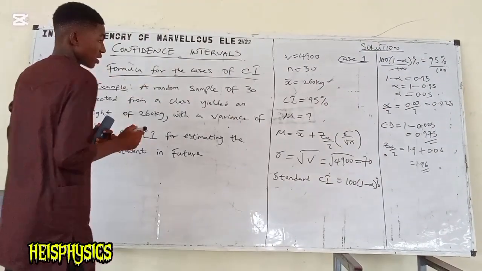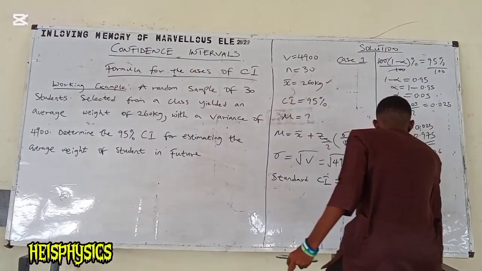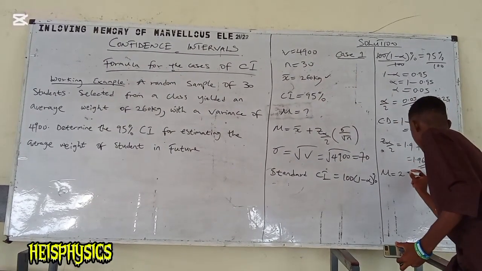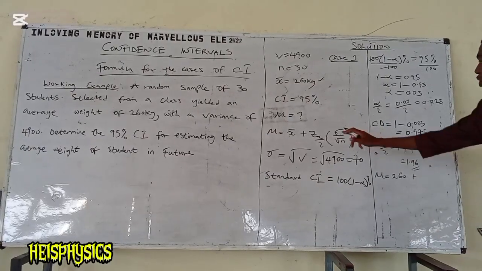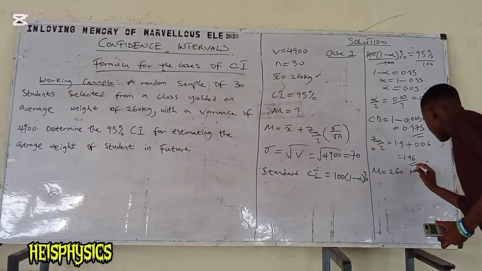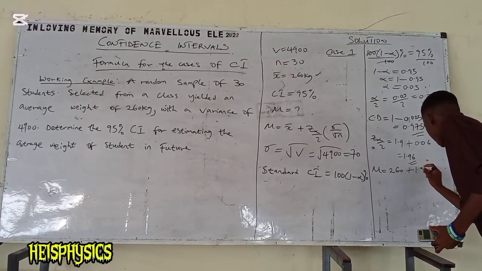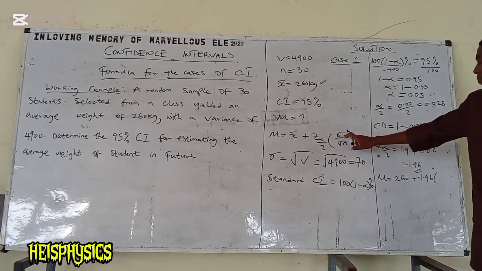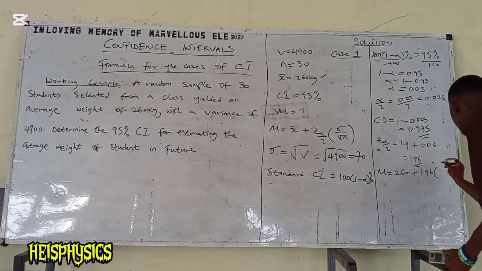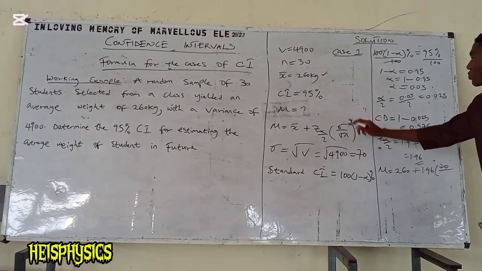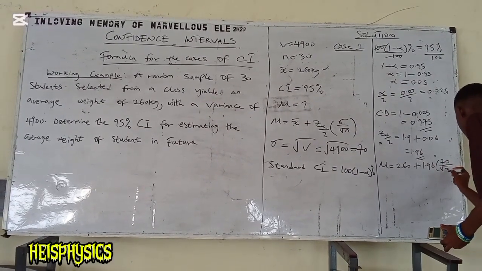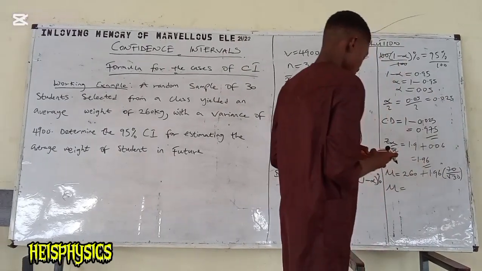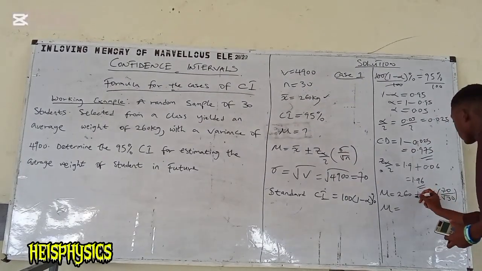So now finally, our population mean equals x bar, which is 260, plus the z-score, which is 1.96, times the bracket of 70 over the square root of n, which is 30. The square root of 30. So therefore our population mean now is, sorry, this is plus or minus.